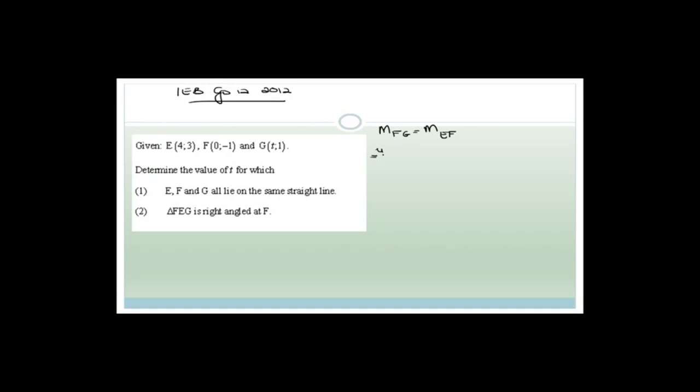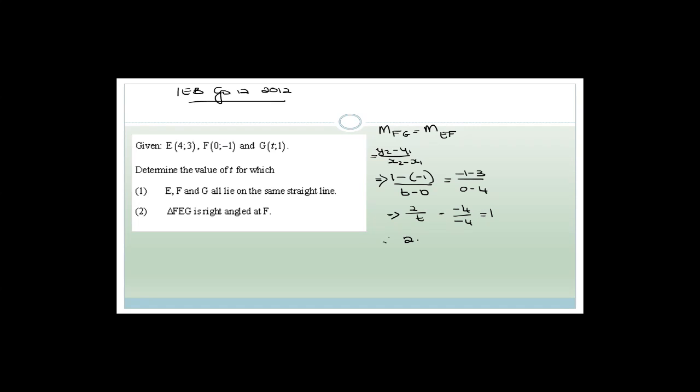So we've got, remember, it's Y2 minus Y1 over X2 minus X1. Okay, so it's equal to, let's call this 2 and this 1. So it's going to be 1 minus minus 1 over T minus 0, equals EF, I'm going to use the F again, so it's minus 1 minus 3 all over 0 minus 4. Okay, so let's solve for T. So 1 plus 1 is 2 over T, and minus 1 minus 3 is minus 4 over negative 4. So minus 4 divided by minus 4 is 1.